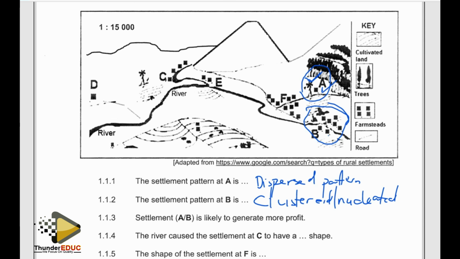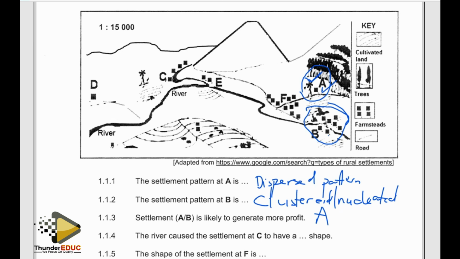So in this instance, our argument is that settlement A is the one that is more likely to generate a profit because of the given reasons there. They can engage in large scale farming, they have got a large piece of land, and also the wind pump here can be used to substantiate the fact that they are the ones who are most likely to get profits from the operations of primary activities in that particular settlement.